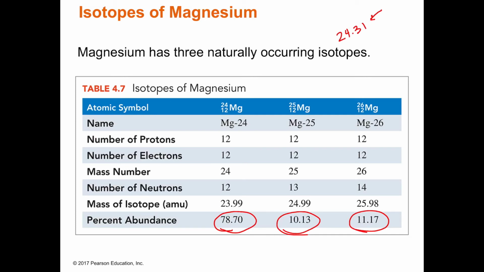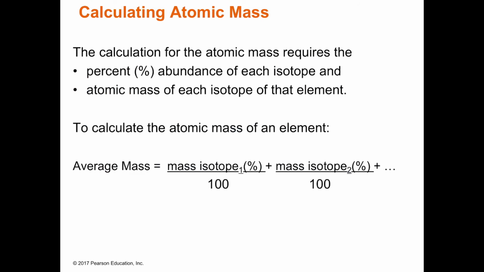And it's a little bit higher than 24 because the other 2 isotopes have masses higher than 24. So we have magnesium 25 and magnesium 26 that are pulling that average mass a little higher. Okay, so like I said before, the percent abundance can be used, the molar mass on the periodic table can be used to figure out the most abundant isotope.